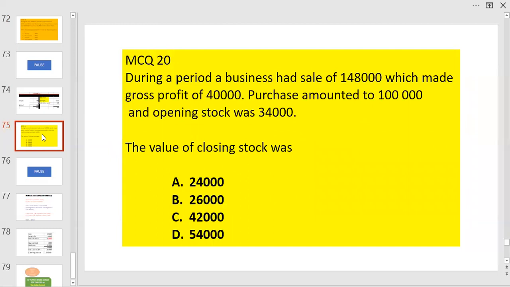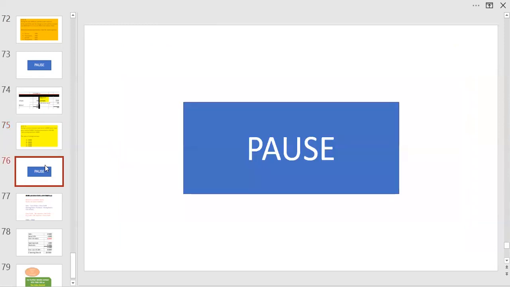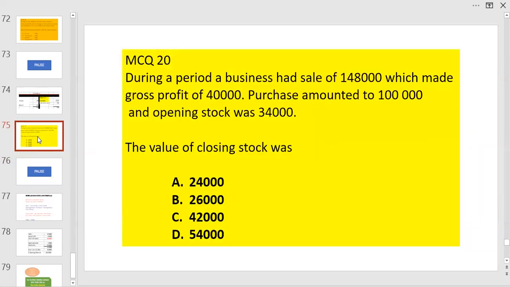During a period, a business had a sale of 148,000, which made a gross profit of 40,000. Purchases amounted to 100,000 and opening stock was 34,000. Now they want us to value the closing stock. Four options are given. In order to answer this question, we will find this as an excuse to learn something.